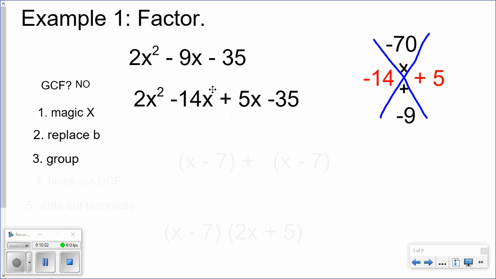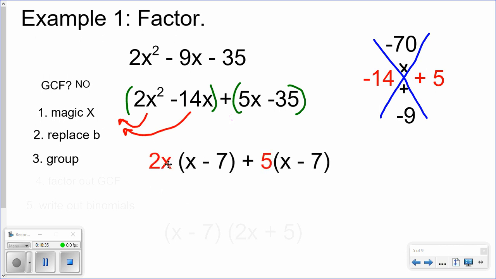Okay, so the first group, I'm just going to do the first 2 terms. That's my first group, and the second group is the last 2. Now I'm going to work with these binomials separately and find out what GCF they have in common. So I look at 2x squared and negative 14x. Both of these can be divided by 2, and they both have at least 1 x I can take out. So I go ahead and take out the 2x from both.